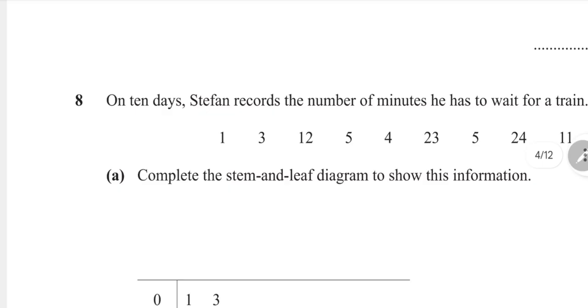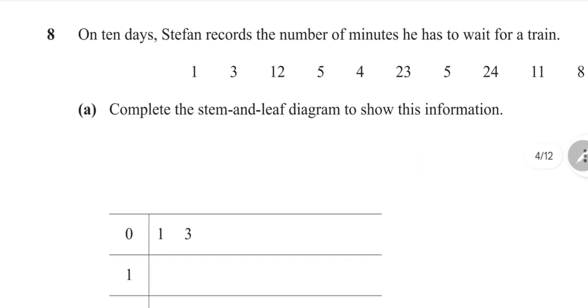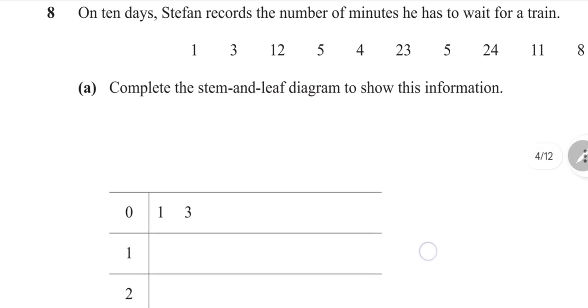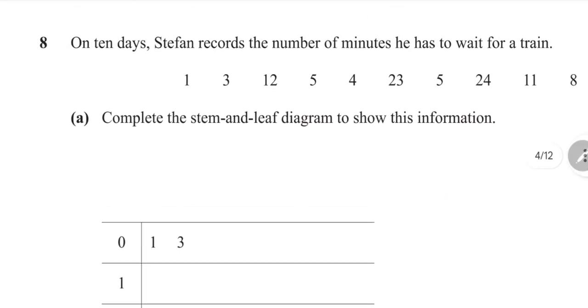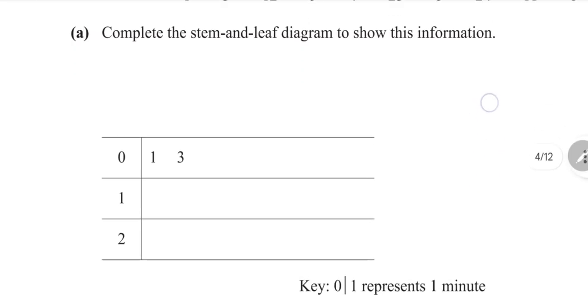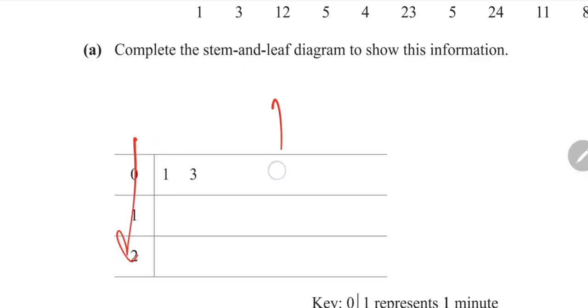Question number 8: over 10 days, Stephen records the number of minutes he has to wait for a train. Complete the stem and leaf diagram given. Remember, for the stem and leaf method, first of all we classify the numbers as 1-digit numbers, 2-digit numbers, 3-digit numbers in such a way. Now, we have this column and this column. So here we have to write the numbers.